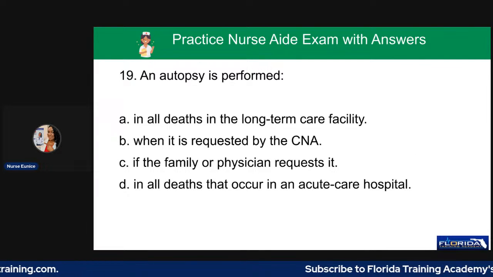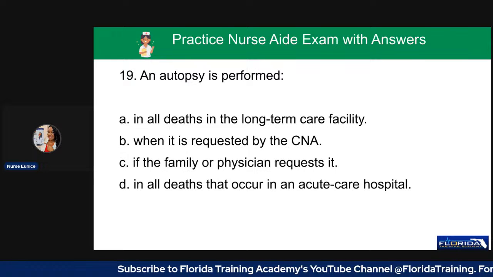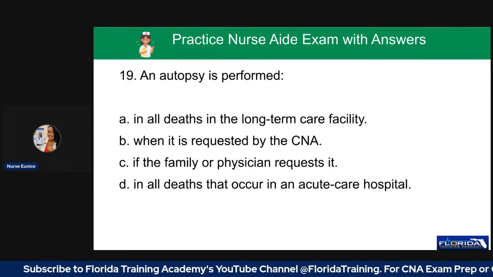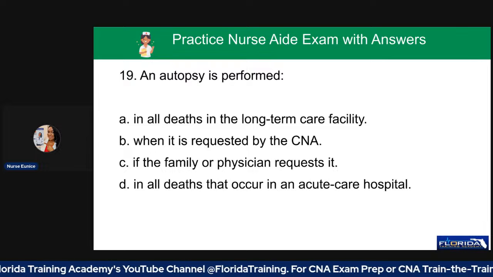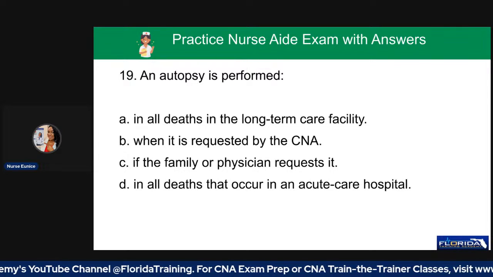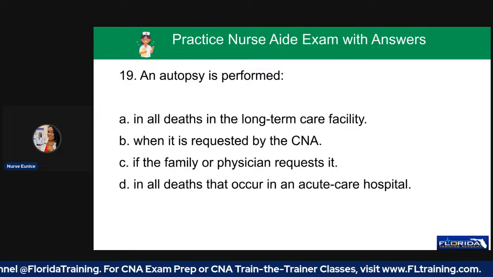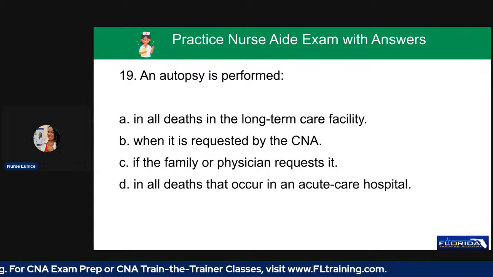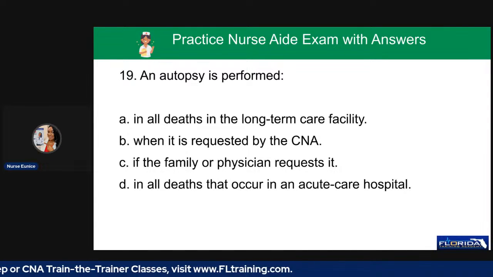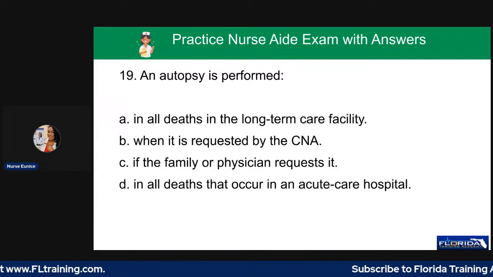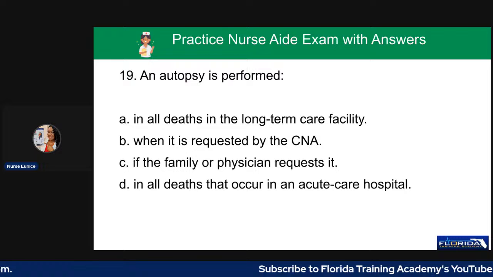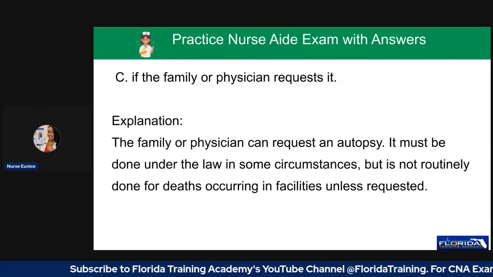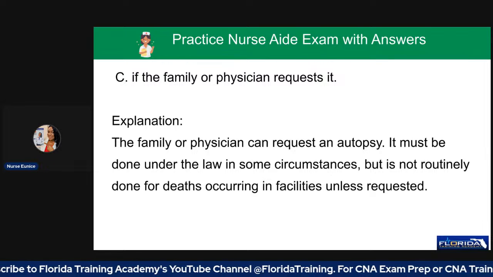19, an autopsy is performed A, in all deaths in long term care facilities, B, when it is requested by the CNA, C, if the family or physician requested, D, in all deaths that occur in an acute care hospital. So, an autopsy, they take specimens, they take labs, they want to find the cause of death. And that's not an automatic procedure or a task. That has to be requested by the family or by the physician.